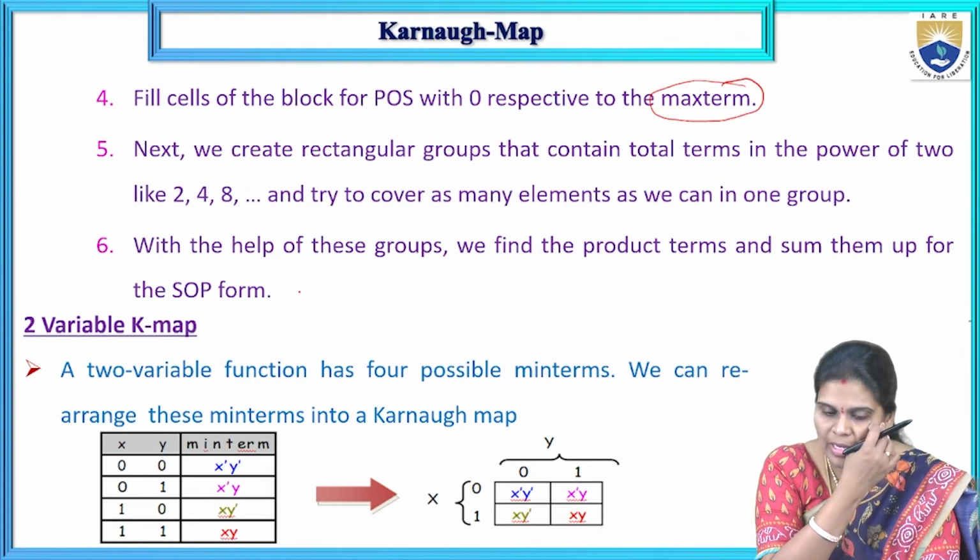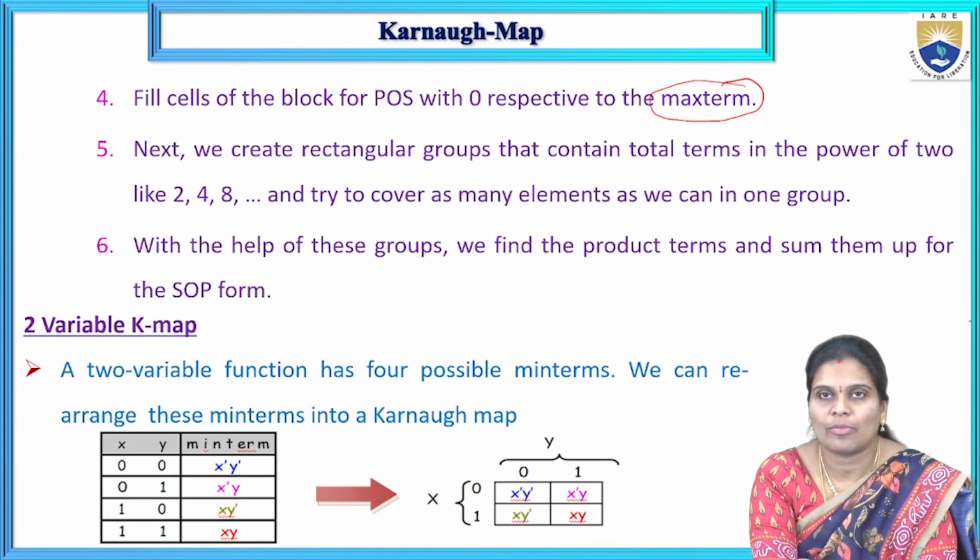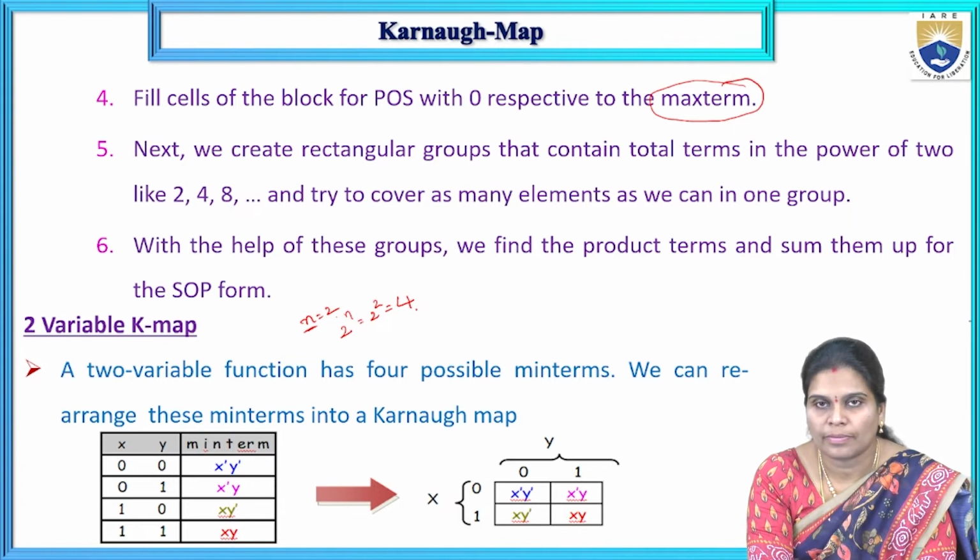and sum them up for the SOP form. So for example, we are taking the 2 variable K map. Here the number of variables is 2, so that number of variables is assigned n equals 2. How many cells are there? 2 power n, that is 2 power 2, which is 4. So here we are using 4 blocks. A 2 variable function has 4 possible min terms.